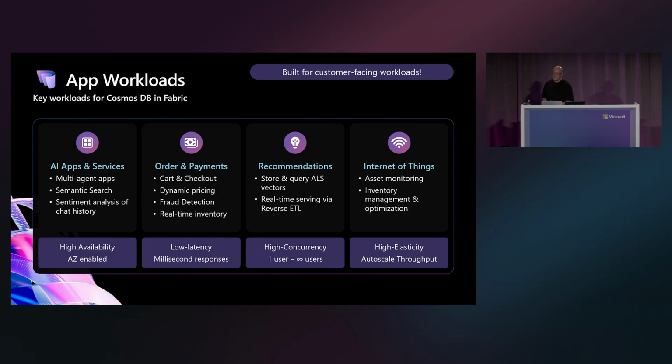CosmosDB is optimized for customer-facing workloads, and Fabric builds on that foundation to apply analytics to those workloads. For AI applications, you can utilize CosmosDB's vector search to do semantic search and build multi-agent applications. For core transactional workloads, you can build carts or checkout services, pricing engines, fraud detection, or real-time inventory solutions. You can also deliver real-time recommendations for vectors generated from collaborative filtering, or support IoT scenarios by ingesting large amounts of telemetry and then driving downstream apps and processes using change feed in Cosmos.